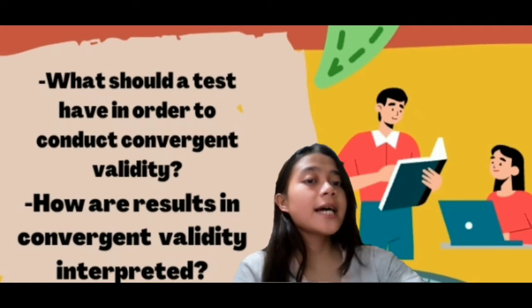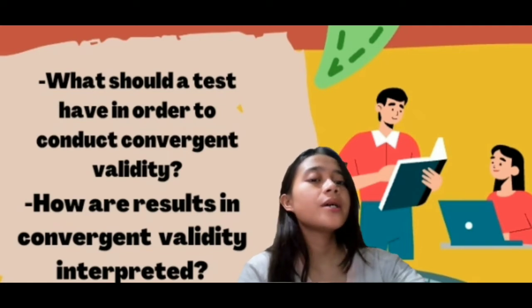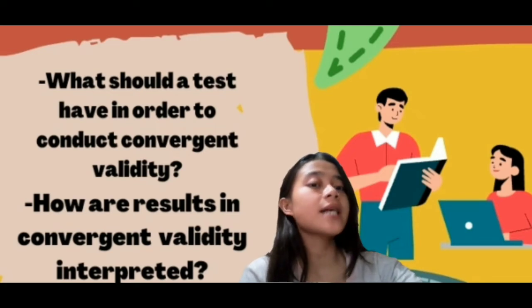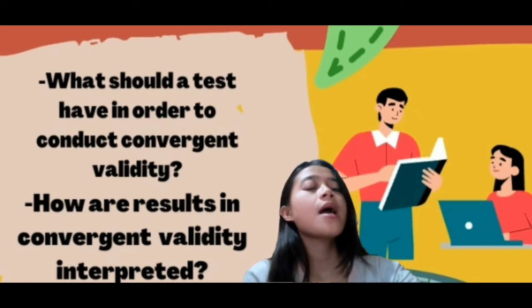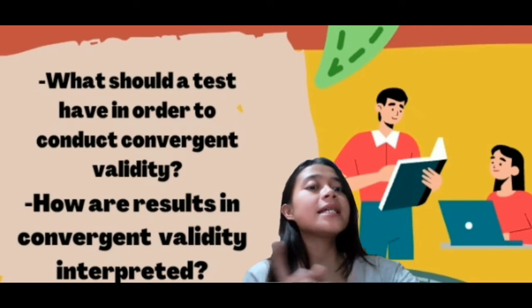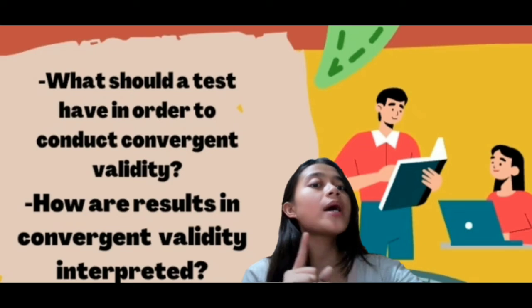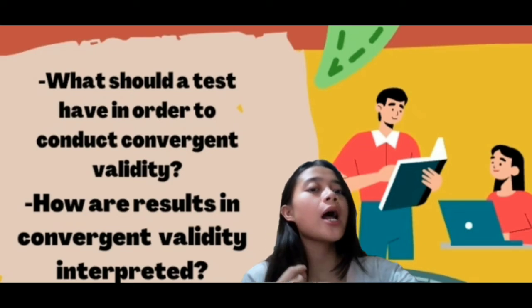So what should a test have in order to conduct convergent validity? To measure the convergent validity of your test, you must demonstrate that there is a positive correlation between measures of related constructs. In other words, if you have two related skills, people who score high on one skill should score high on the other as well.